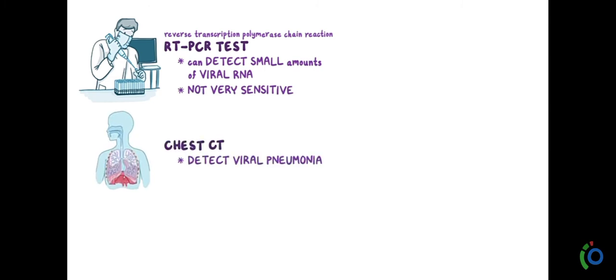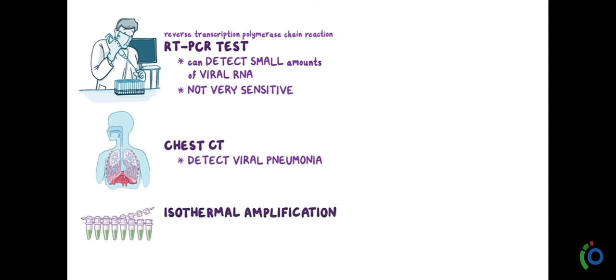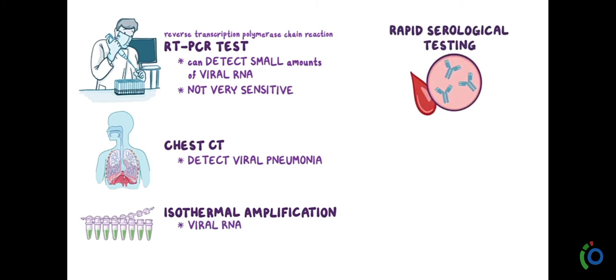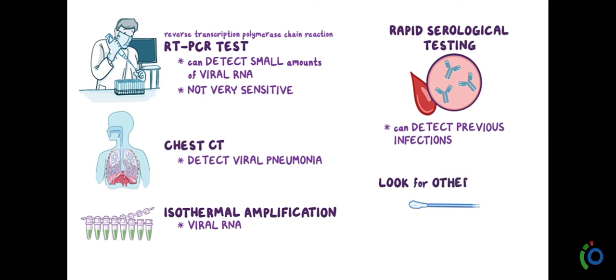Next, newer rapid testing methods for COVID-19 can get the results within minutes. One of these is isothermal amplification, which also checks for viral RNA. The other is rapid serological testing, which checks for antibodies created by the immune system to fight the virus. Since it's checking for antibodies made by the body, it can detect previous infections even after the virus is gone. Finally, it's also important to look for other causes of similar symptoms, by doing things, for example, like a quick flu test, or a respiratory viral panel to look for alternative causes of the symptoms.